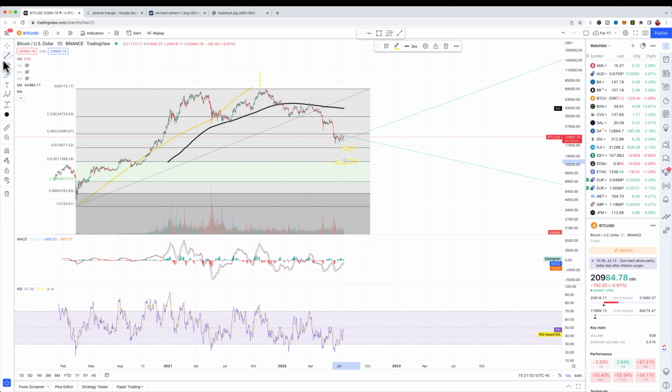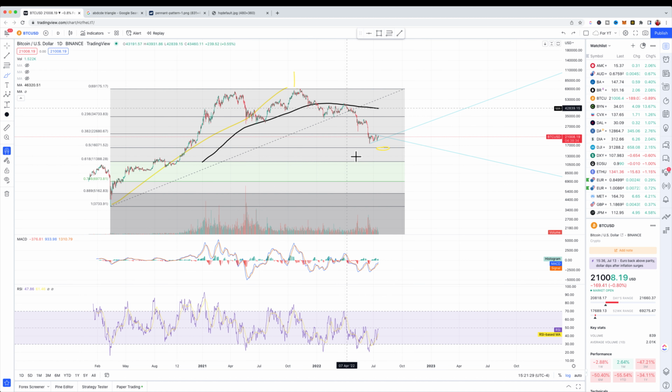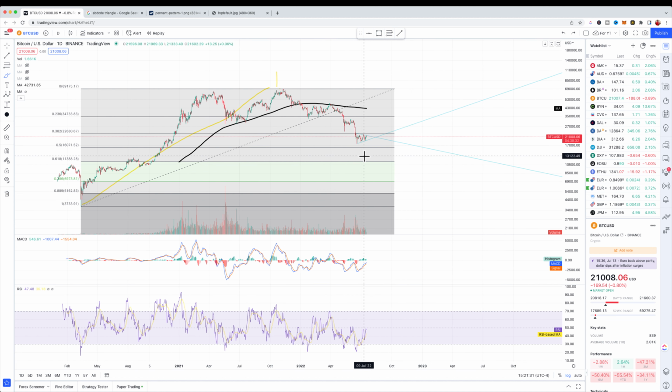Now that could be on this next move to the downside. If we get that, it could be to the 50% retracement, or it could come all the way down to the 61.8 on this next move. So we'll just have to see. But in any case, I would be looking to potentially dip buy at either one of these levels. And hopefully we get some relief from that.